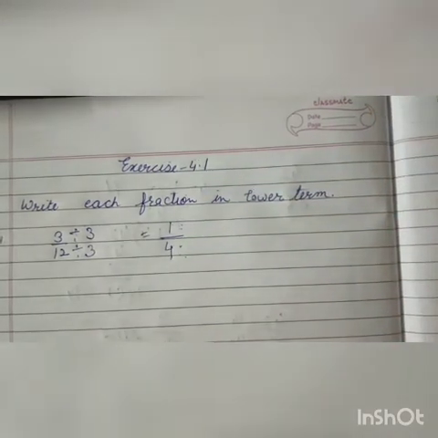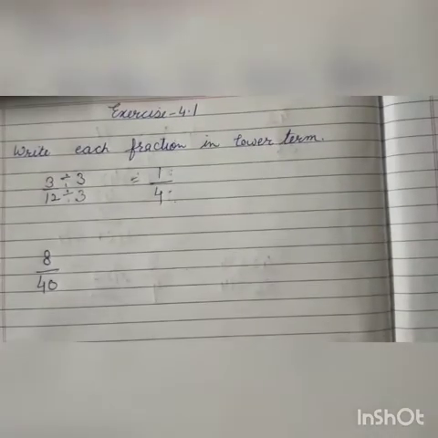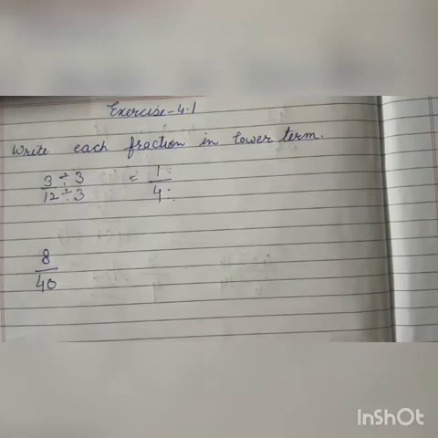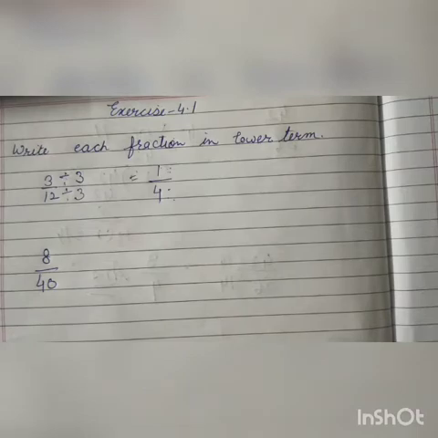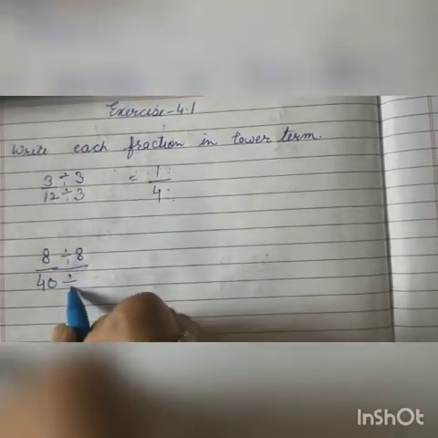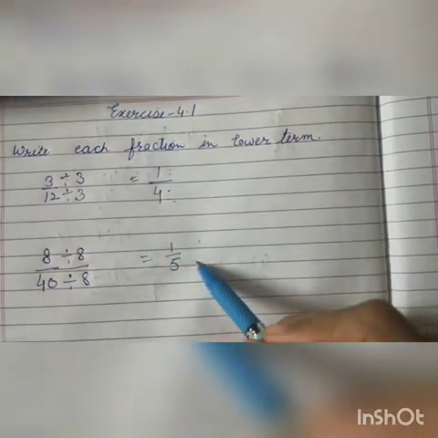Second question I am explaining, that is 8 by 40. Now, what is common factor between 8 and 40? There are so many common factors, that are 2, 4, 8, 1 also. So you can divide direct by 8, or you can divide by 2 and 4. If we divide 8 by 8, 40 divided by 8, it will become 1 by 5. 1 by 5 is the lowest term of 8 by 40.